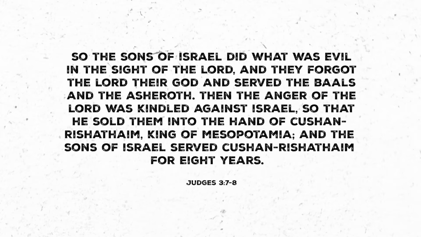And now we'll pick it up in chapter 3, beginning in verse 7, which says, "So the sons of Israel did what was evil in the sight of the Lord, and they forgot the Lord their God, and served the Baals and the Asheroth. Then the anger of the Lord was kindled against Israel, so that he sold them into the hand of Cushan-Rishathaim, king of Mesopotamia. And the sons of Israel served Cushan-Rishathaim for 8 years."